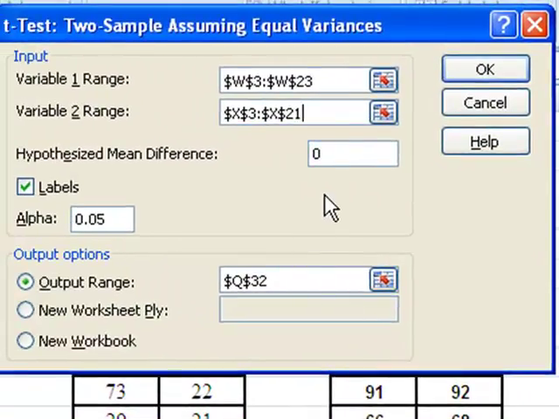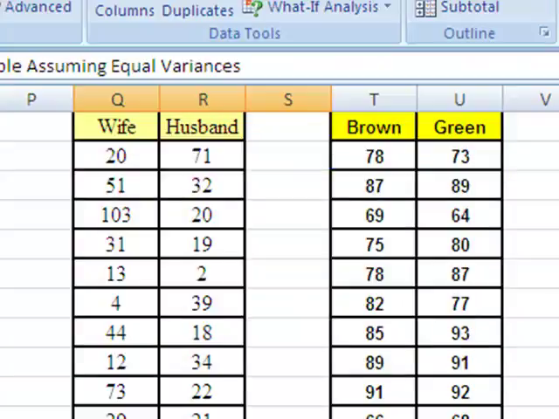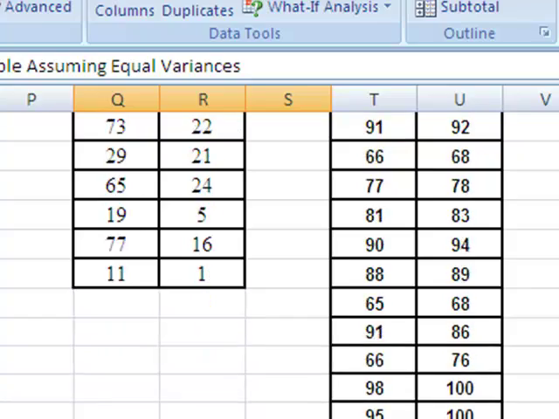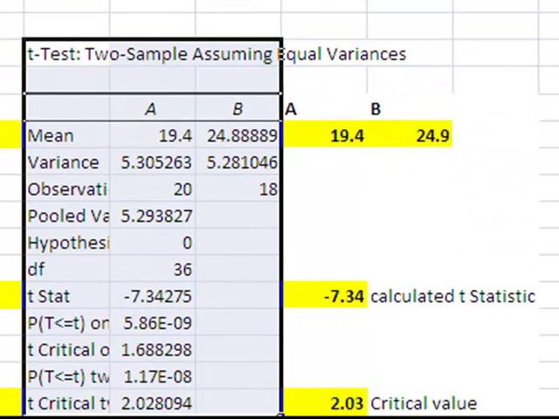My hypothesized mean difference is 0. We're assuming no difference between the two. I have my check mark by my labels. My alpha level is going to be 0.05, and I'm going to put my output in cell Q32. I click on OK. Then I go down to Q32 to see the results.